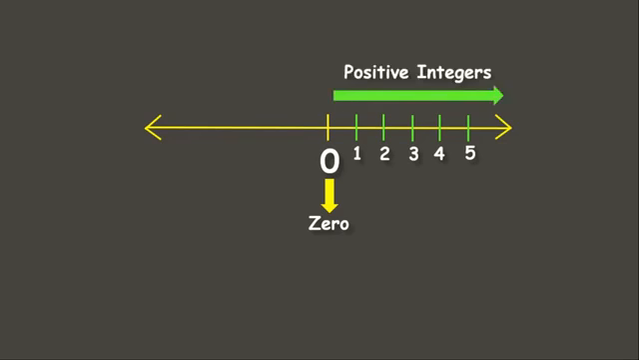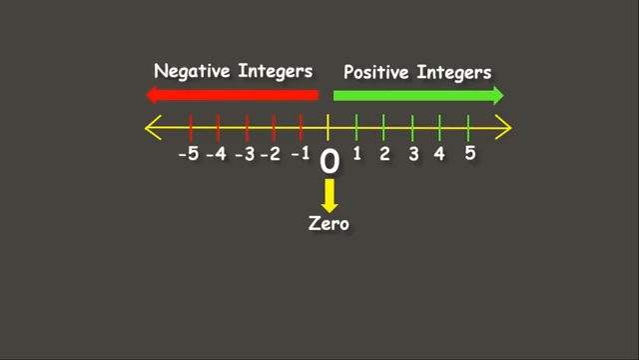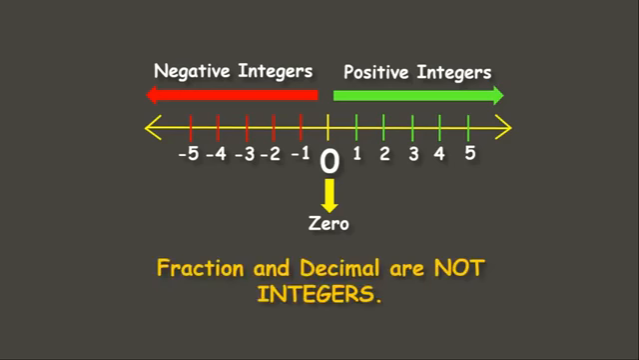These positive integers can be written with or without the positive sign, while the numbers to the left of 0 are the negative integers, which must be written with the negative sign. Remember that integers are whole numbers. Fractions and decimals are not considered as integers.